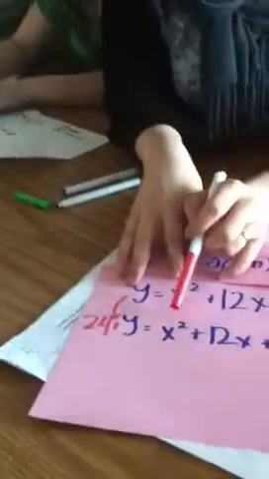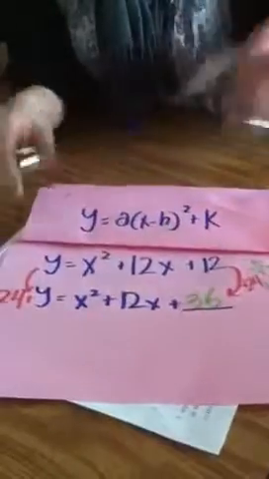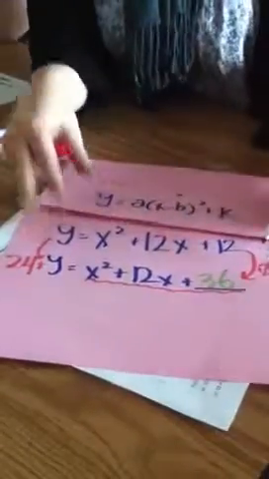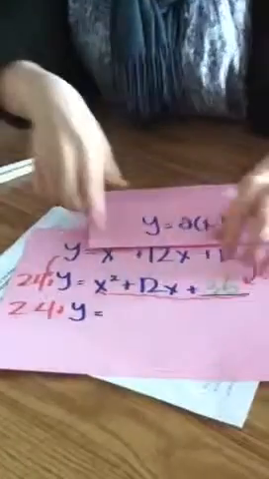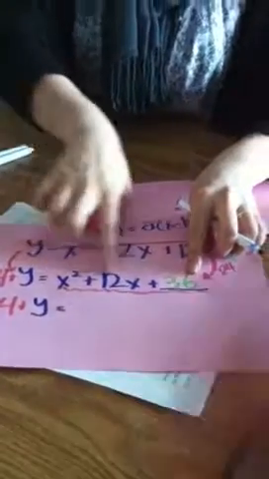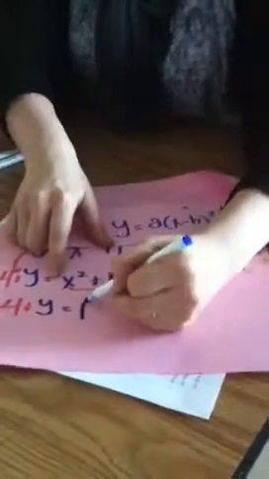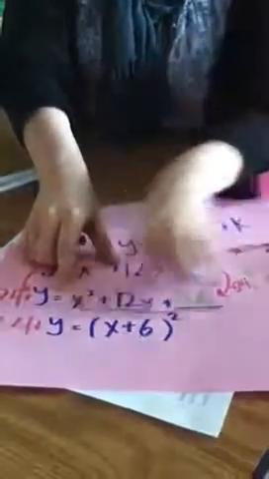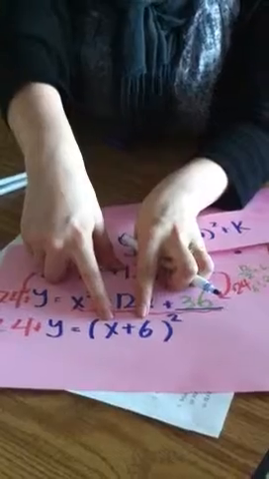So now we have a perfect square trinomial here with the addition of 24. So now we have 24 plus y equals, what's the factored form of x squared plus 12x plus 36? X plus 6 squared. Because if we factor this in the box, we would get x plus 6 times x plus 6.